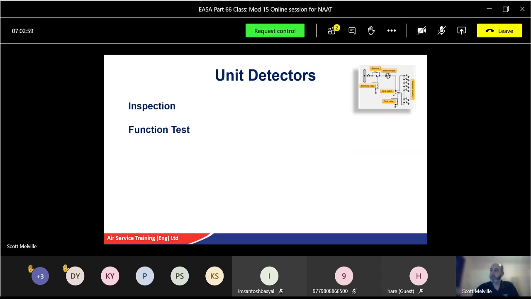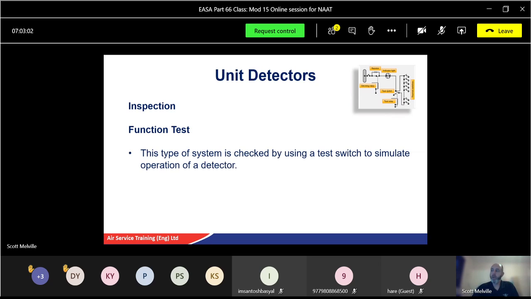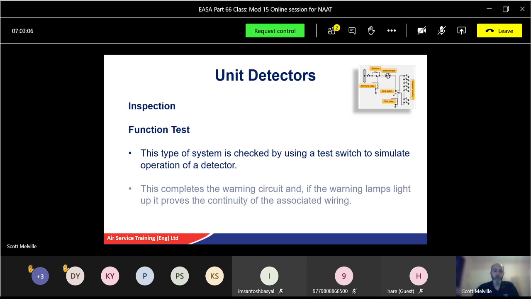Inspection and function test. This type of system is checked by using a test switch to simulate the operation of the detector. And this completes the warning circuit. And if the warning lamps light up, it proves you've got continuity of the associated wiring as well.